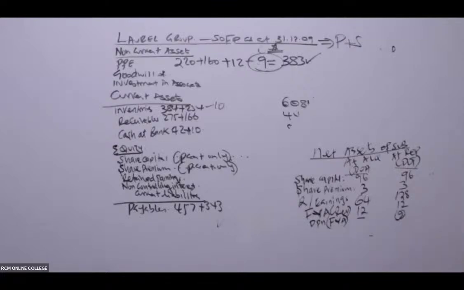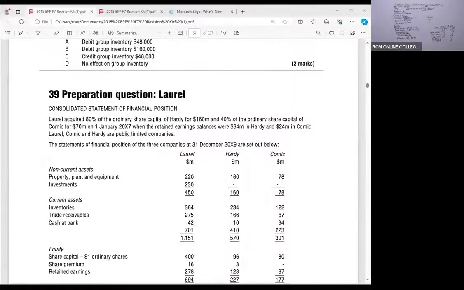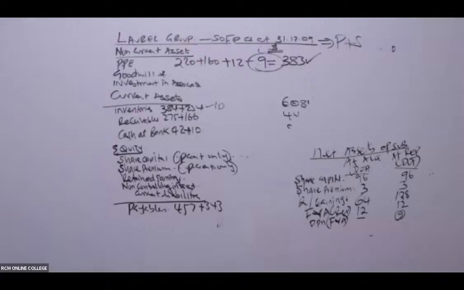9. How did we get 64 for retained earnings? Joyce must have come a little bit late. Because we said here retained earnings when we acquire. So we acquired Hardy for 160 and 40% of share capital of Comic for this, when the retained earnings was 64 for the subsidiary. I hope Joyce this is helpful, 64. Actually, we wrote this in the diagram. It's given in the question. Are you able to see that, Joyce? Thank you so much.